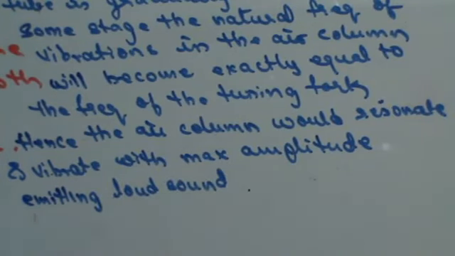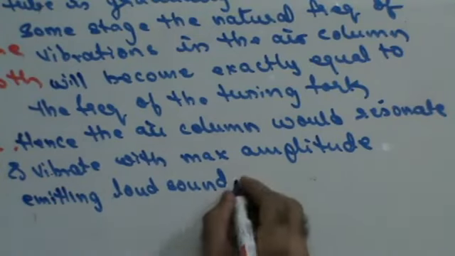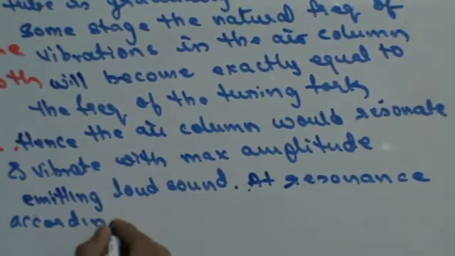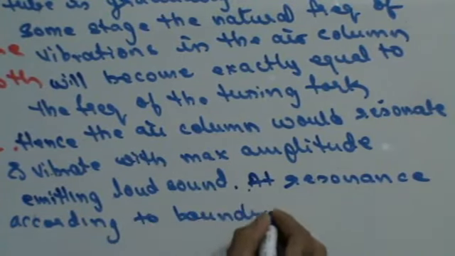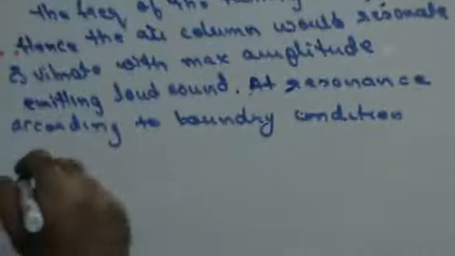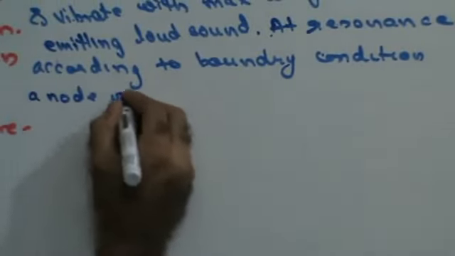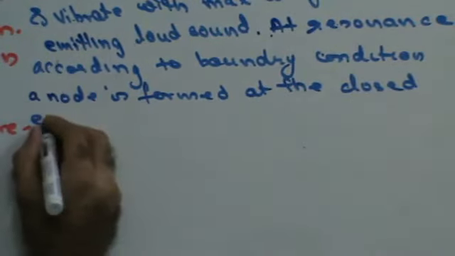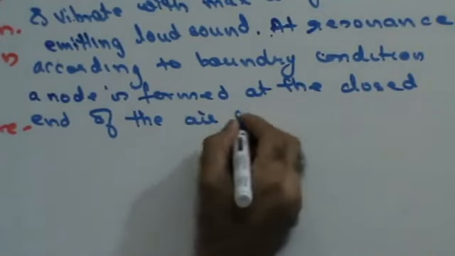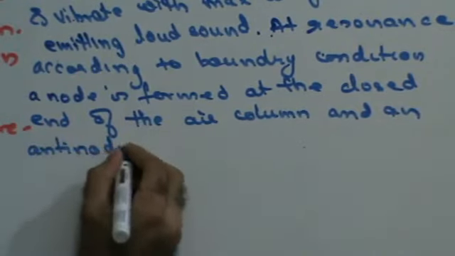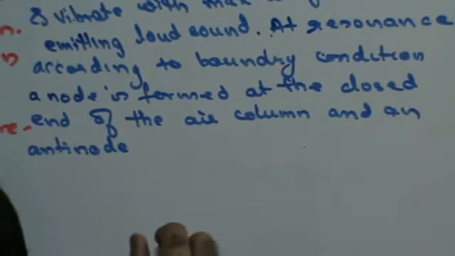Right? Now, at resonance, according to boundary conditions, I can say that a node is formed at the closed end of the air column and an antinode is formed at the open end.